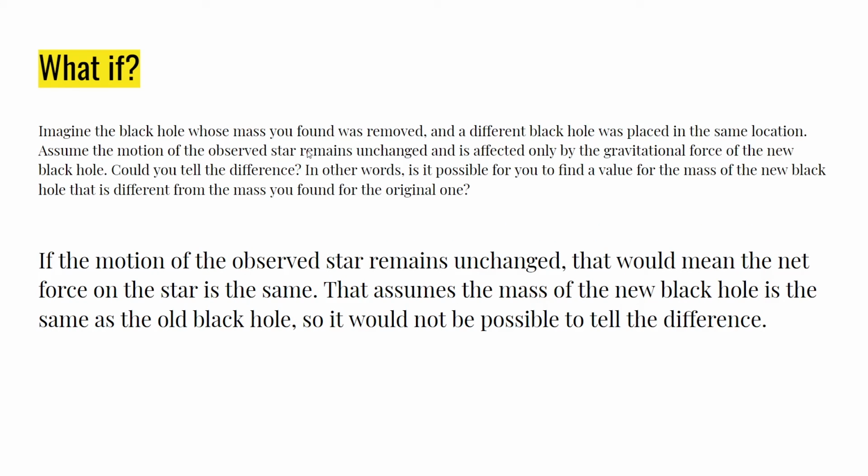But what if the black hole was removed and a different black hole was placed in the same location, but the motion of the star remains unchanged and is still only affected by the gravitational force? Could you tell the difference? Would it be possible to find a value for the mass that's different from the old mass? I said if the motion of the observed star remains unchanged, that would mean the net force on the star is the same. That assumes that the mass of the new black hole is the same as the old black hole, so it would not be possible to tell the difference.